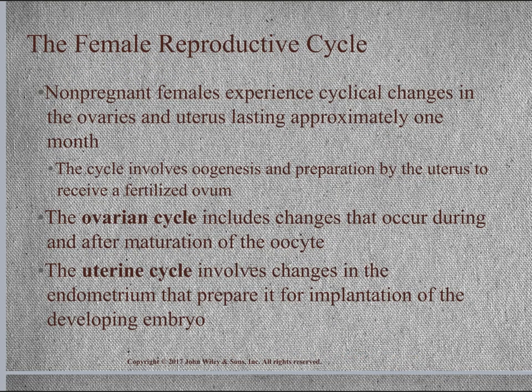So now we can summarize the entire female reproductive cycle. So in non-pregnant females, they experience cyclical changes in the ovaries and uterus lasting approximately 1 month or about 28 days. The cycle involves oogenesis and preparation by the uterus to receive a fertilized ovum. The ovarian cycle includes changes that occur during and after maturation of the oocyte, whereas the uterine cycle involves changes in the endometrium that prepares it for implantation for that developing embryo.